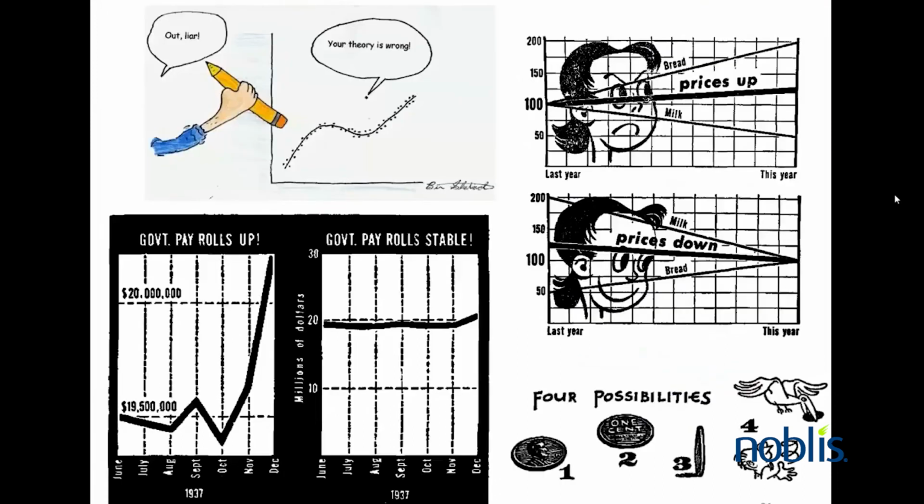Here are some images that I took from the book, How to Lie with Statistics, for outliers, and if you look at the image in the bottom left, you can tell this is a very old book.